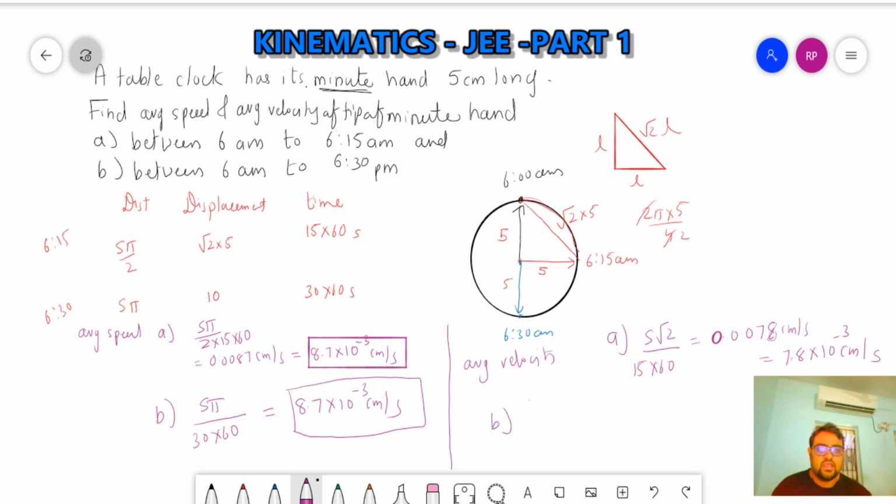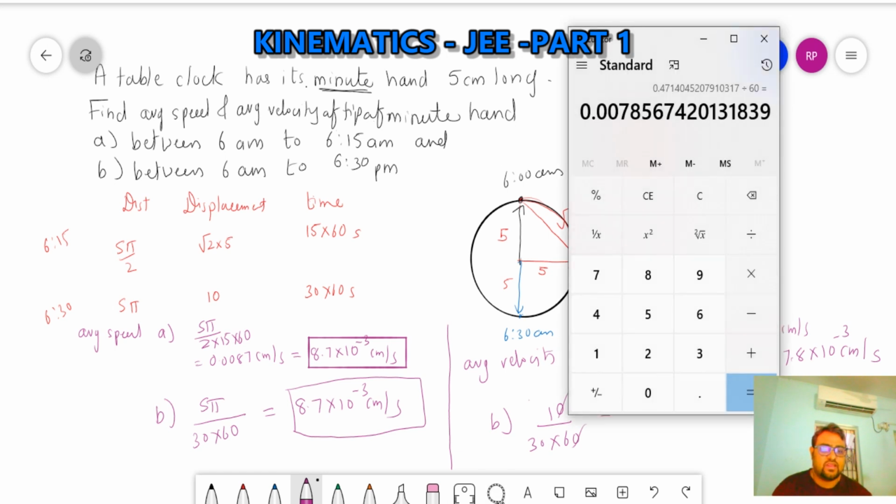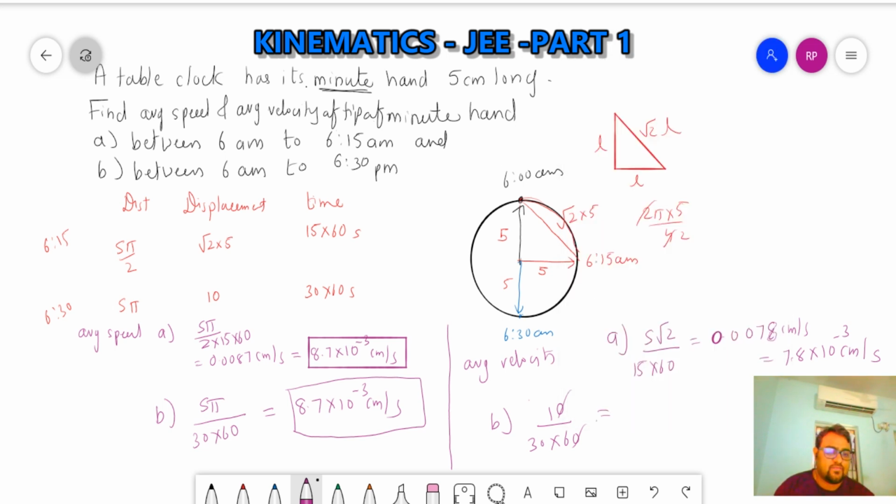Now for B, what is the total displacement? 10 upon 30 into 60, right? So 1 by 180. 1 divided by 180 is equal to 0.0055.